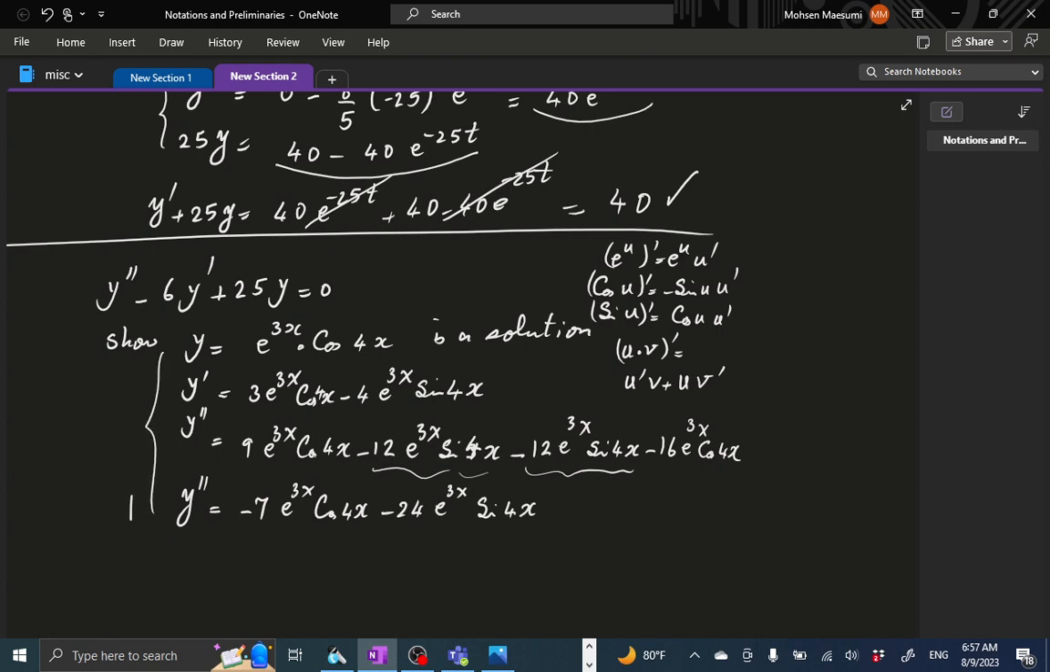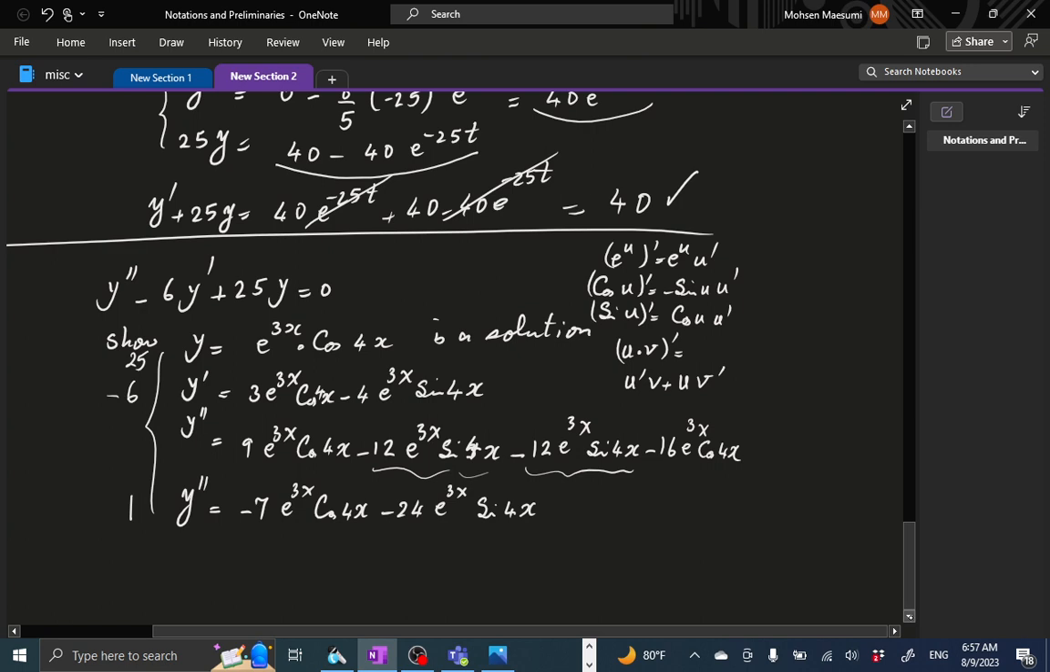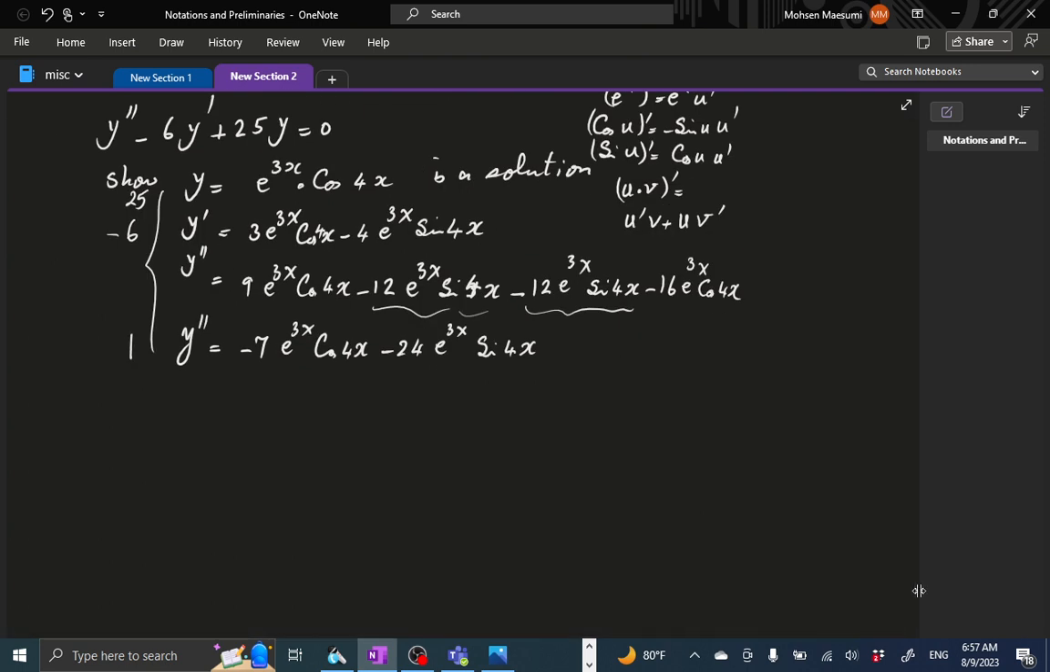Okay, what is it that we are to do? We are taking one of this, minus 6 of that, and 25 of the original. See, if we combine them, so 1y double prime minus 6y prime plus 25y, what's that going to give us? Well, first one, let's write in order. Minus 7 exponential of 3x cosine of 4x minus 24 exponential of 3x sine of 4x.